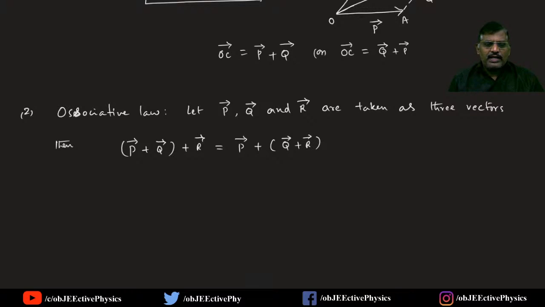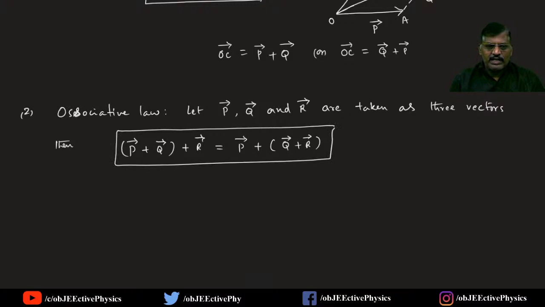Actually here we are taking three vectors, P bar, Q bar and R bar, but we can divide P bar plus Q bar as first vector plus R bar is equal to P bar as first vector plus Q bar plus R bar as second vector. That is similar to the commutative property. So this also we can explain in the geometrical method. Let us take here P bar as one vector, Q bar as second vector, and R bar as third vector.